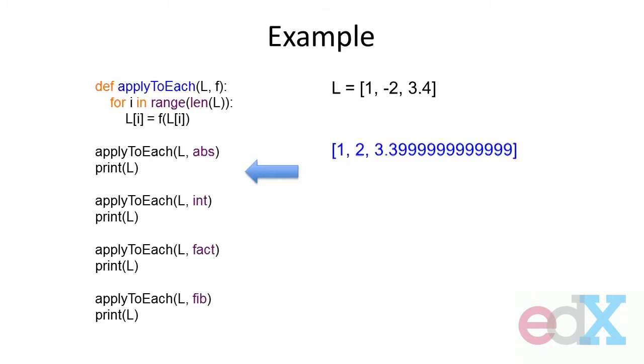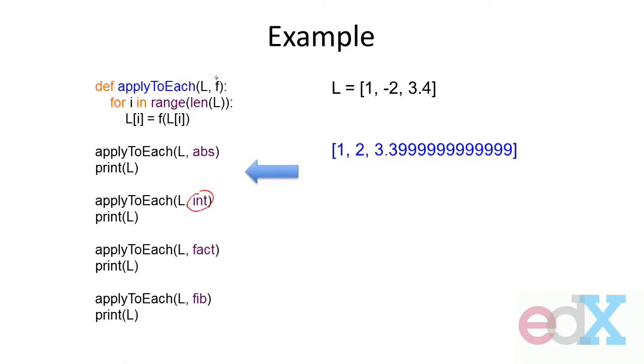And what's important to see is I've run through a loop where I'm just applying a particular value of F, in this case bound to abs, to each element of the list. Now, having changed L, let's do it again. Let's apply to each, again, the list L, now of the form 1, 2, and 3.4. And in this case, I'm going to use int.